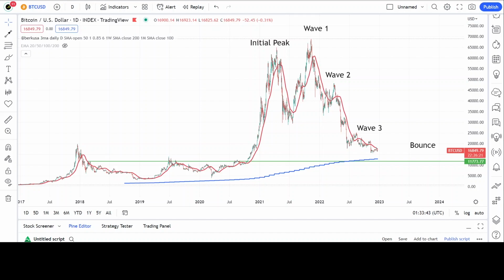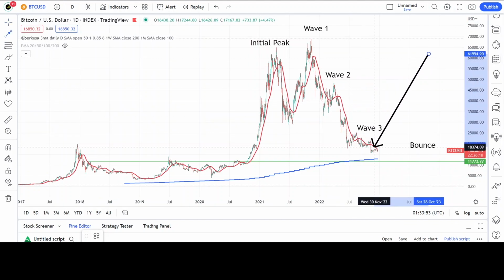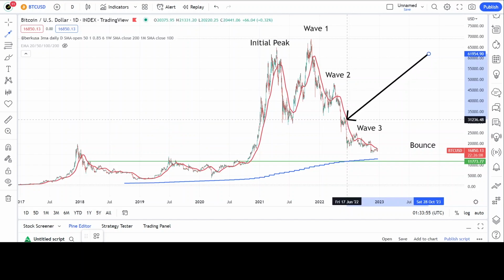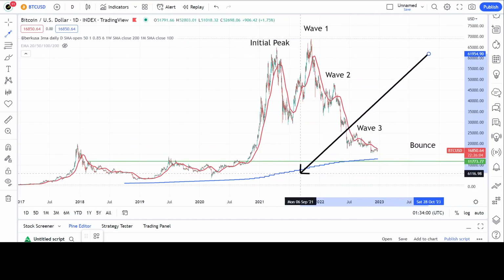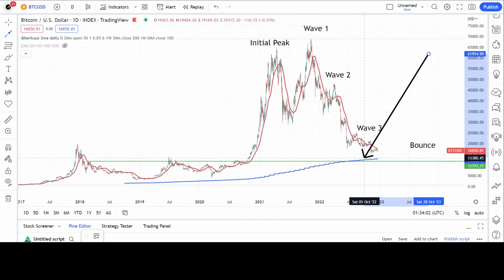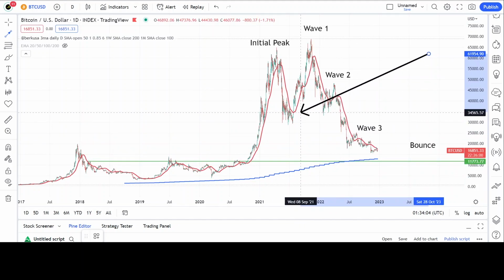My name is Justin, and on this channel, I delve deep into crypto charts, exploring chart structures, fractals, and patterns. So here's a big picture of the Bitcoin chart. This red moving average here is the 50-day simple moving average, and this blue one right here is the 100-month simple moving average.